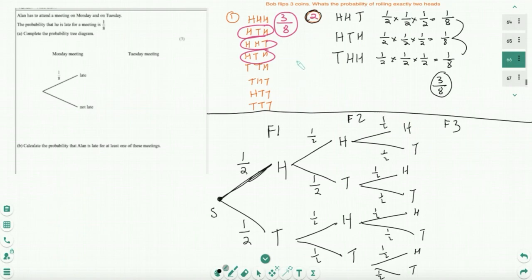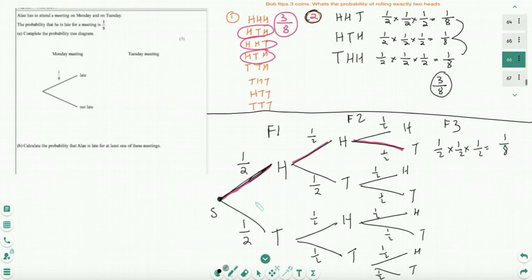Now, we have to find the probability of rolling exactly 2 heads. So now you have to highlight all the ways we can get 2 heads. So one way is we can get a heads, and then a tails, okay? So heads, and a tails. So we're going to write down those 3 probabilities. 1/2, 1/2, 1/2. And to combine them, we're going to multiply them. So 1/2 times 1/2 times 1/2 is 1/8.